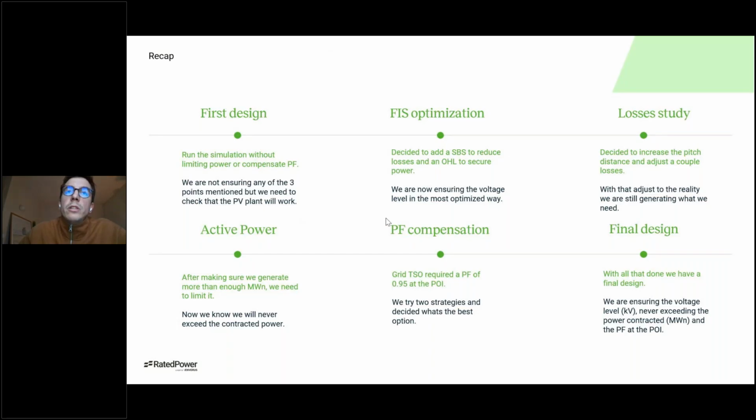And last point was the power factor compensation. The grid TSO requires a power factor of 0.95 at the point of connection. We tried two strategies and decided what's the best option. With all this done, we got a final design. Okay, with all that done, we have a final design ensuring the voltage level, never exceeding the power contracted, and the power factor at the point of connection.